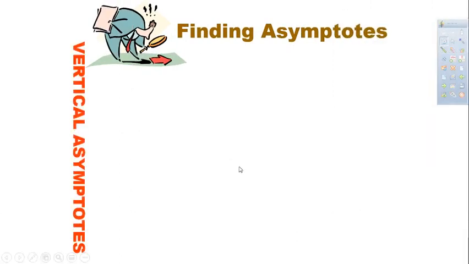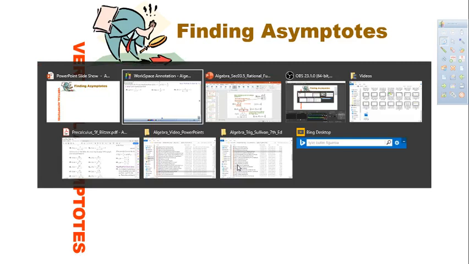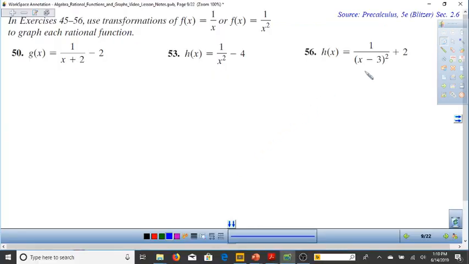So let's now go back to our examples that I was going to talk about here. This again is from the Blitzer section 2.6. In exercises 45 to 56, use transformations of f of x equals 1 over x and f of x equals 1 over x squared to graph the rational function.